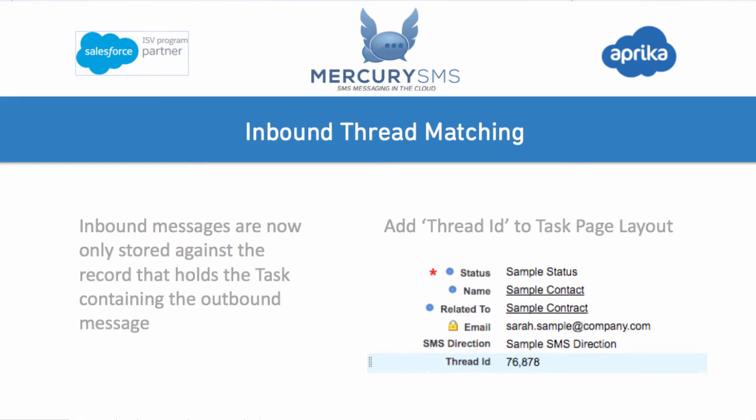For example, if there was one lead and 2 contacts, all with the same mobile number, and a user sends an SMS message to the lead, the outbound message will be created as a task related to the lead. When the person responds, the inbound message will be matched using the outbound thread ID. It will therefore be related to the same lead record as the original outbound message, and the 2 contact records will not have a task associated to them. To support this feature, a new field has been added to the task object called Thread ID. You may wish to add this field to the task page layout for reference, but it is not essential.